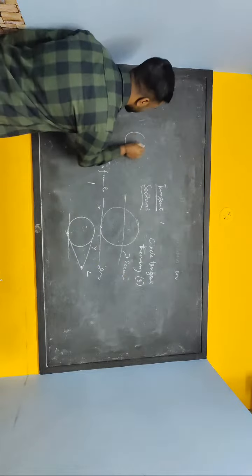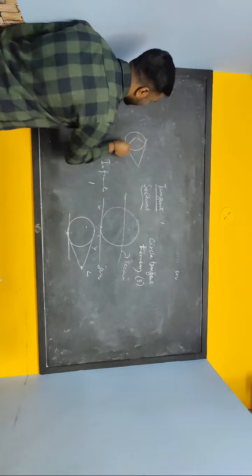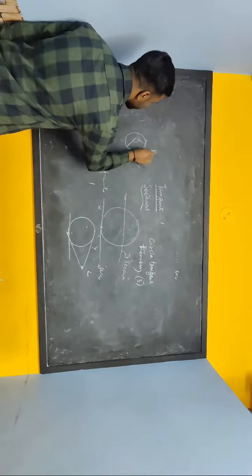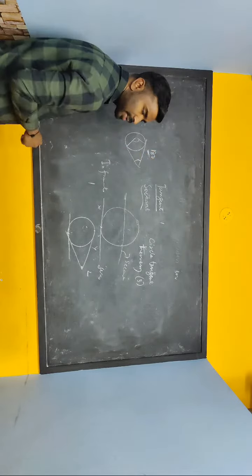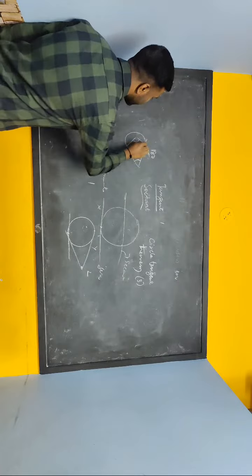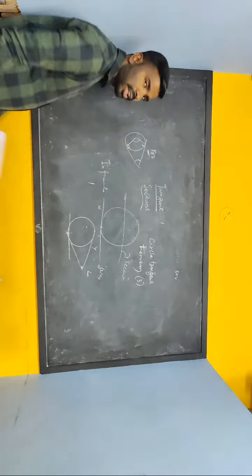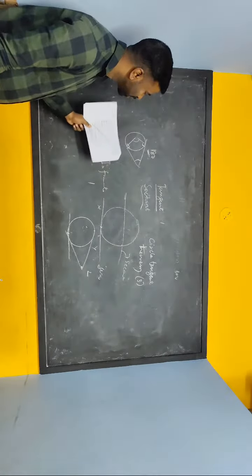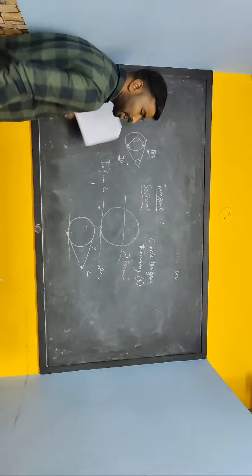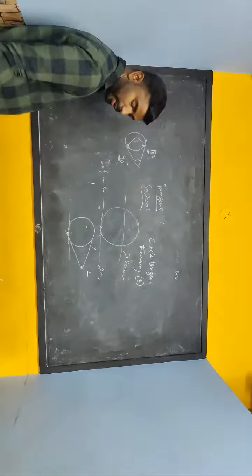Then the angle between the tangents will be supplementary. Based on this you can expect 1 mark. The angle between the radius and the tangent at the point of contact is 90 degrees. Based on this you can expect 1 mark, 1 question.